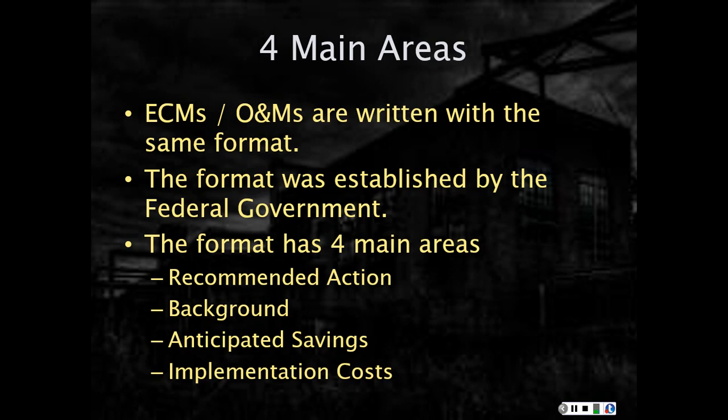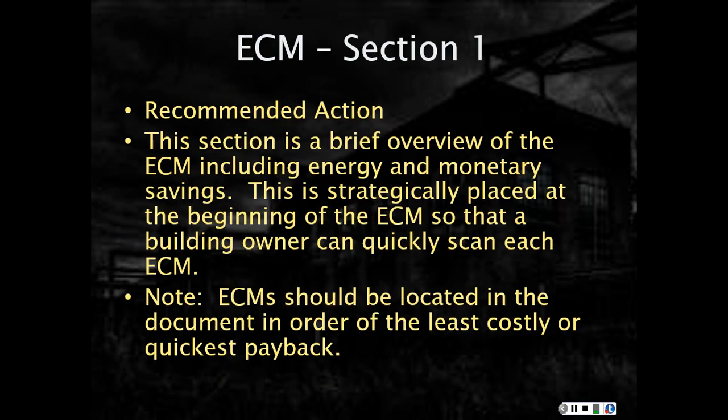The format has four main areas in the write-up. They have a recommended action, they have a background, they have anticipated savings, and they have implementation costs. So, Section 1. The recommended action. This section is a brief overview of the ECM, including the energy and monetary savings. This is strategically placed at the beginning of the ECM, so that a building owner can quickly scan each ECM.